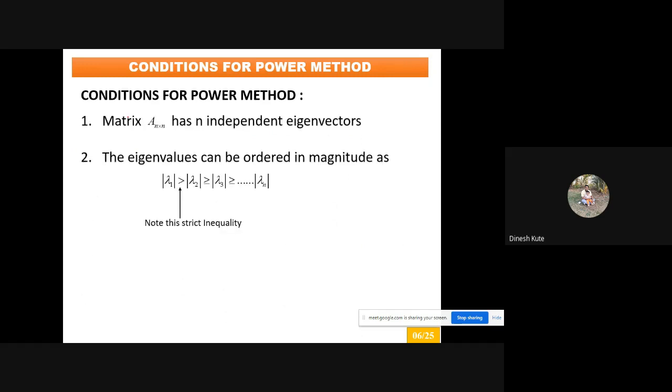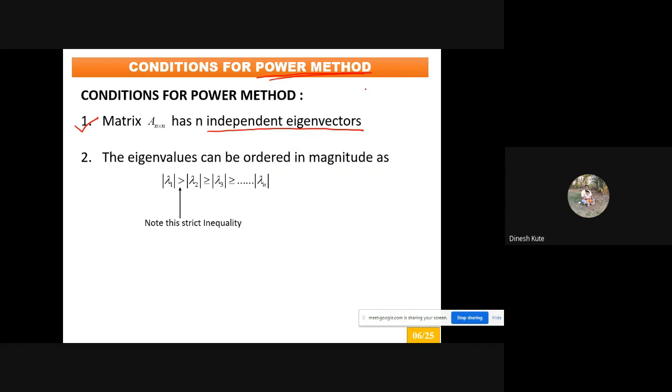The first condition is that the matrix must have n independent eigenvectors. Only in these cases can you find the largest eigenvalue and lowest eigenvalue using the power method. Otherwise the power method fails. In these cases only, you can calculate the largest and lowest eigenvalue with the power method. So the first condition is that the matrix must have n independent eigenvectors.